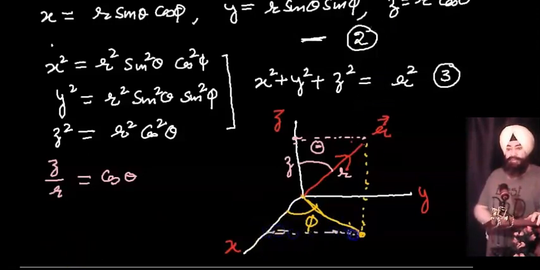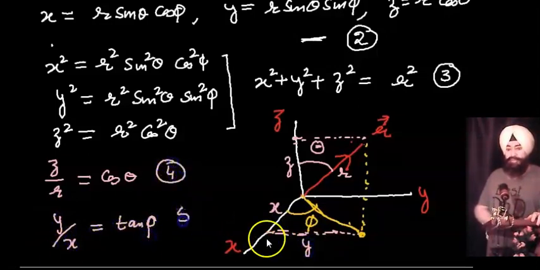Draw a line parallel to y-axis. Because this is the distance from the y-axis, we call it x. This line is parallel to y-axis, so this is y. Consider the right angle triangle, y is perpendicular because this angle is 90. y upon x becomes tan phi. So equation 5.